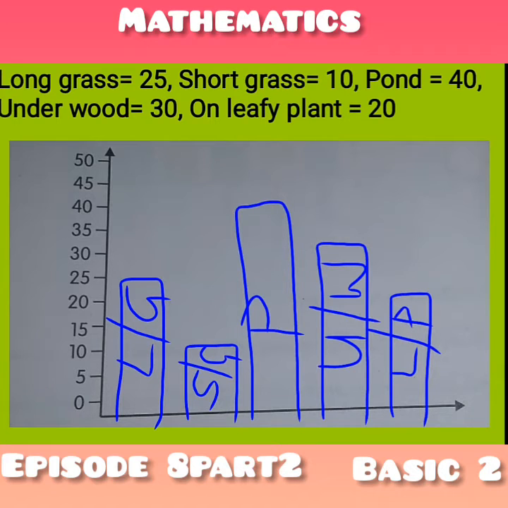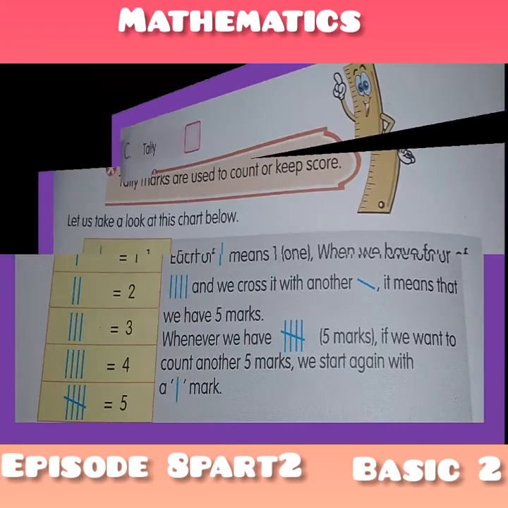This is how the graphical representation of that data is done. When you're doing yours, you use a ruler and ensure you begin at the horizontal line. Notice, because I'm doing a freehand drawing, I went below the horizontal line. I'm not supposed to go below this horizontal line. So ensure you use a ruler when you're doing yours. And more so, the name of the places should have also been written under the horizontal line. Right here, long grass, and so on and so forth, not inside the bars. Do we understand? It's very exciting and very simple.